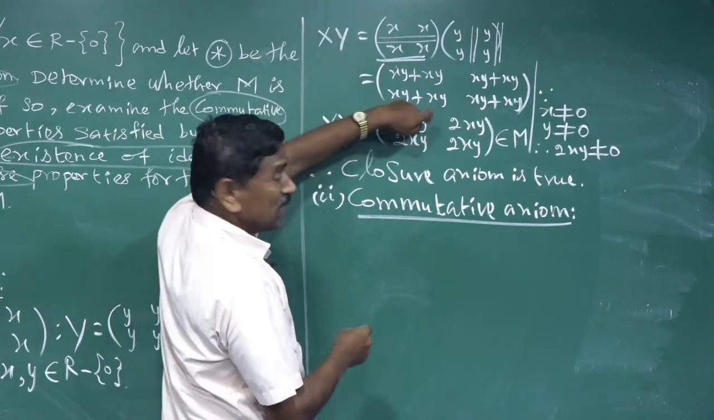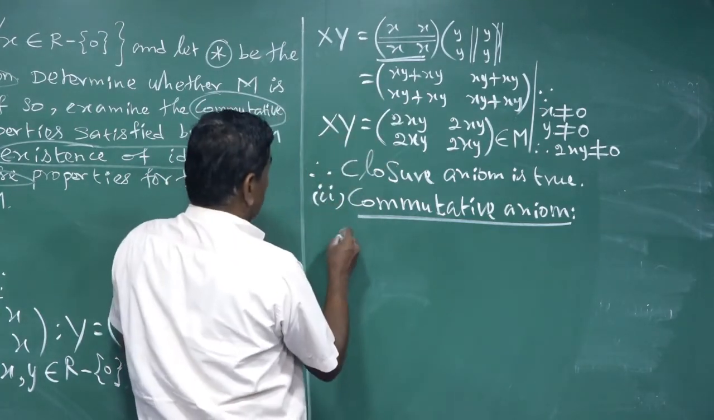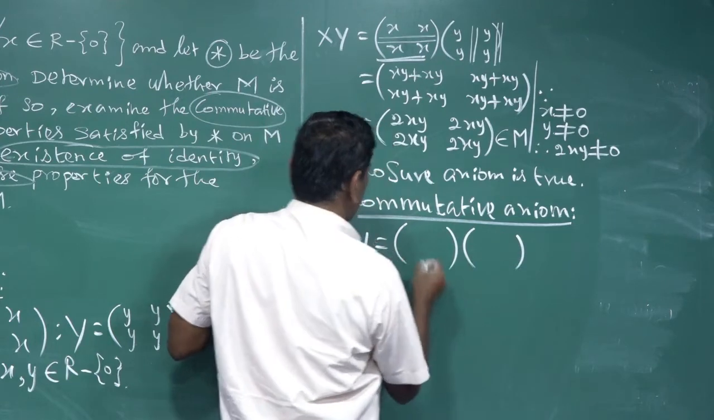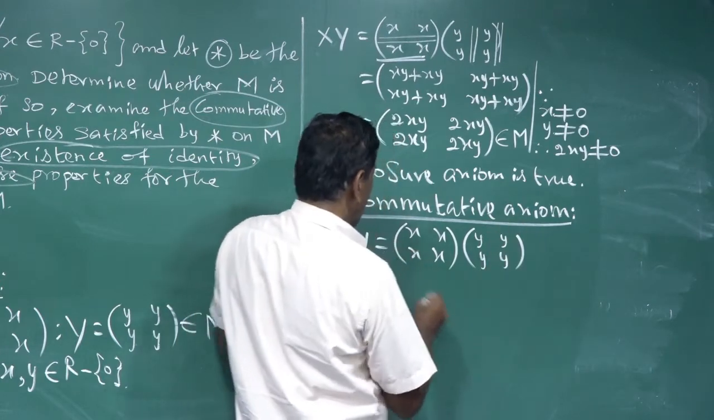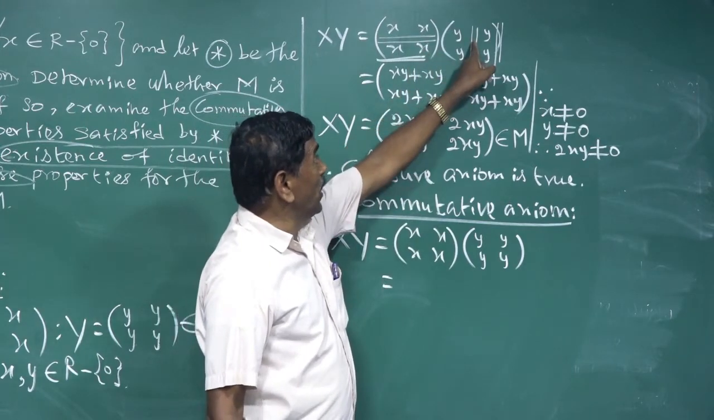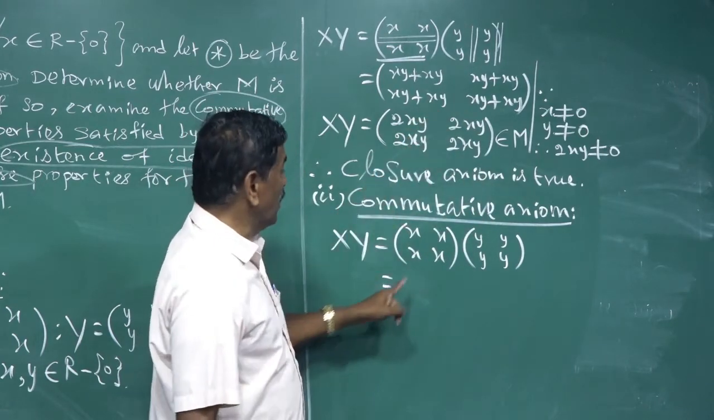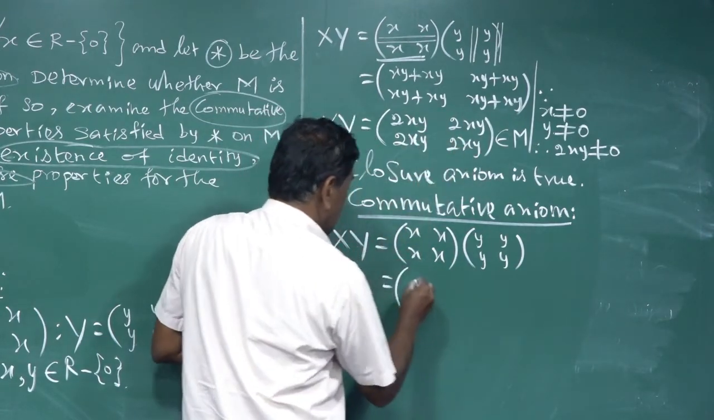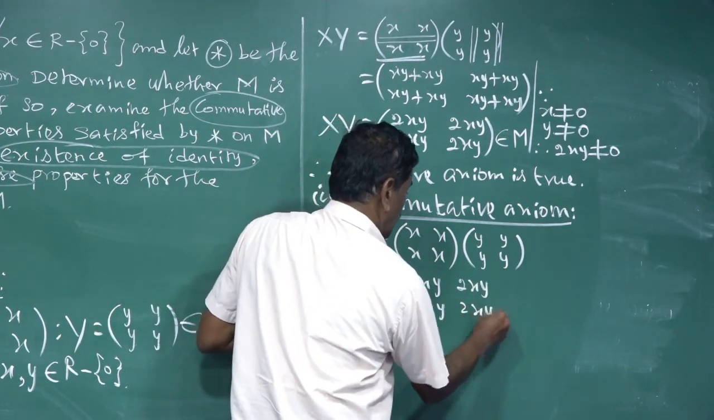Already the XY answer is available. Now I want to find Y into X. So first, find X into Y. First step, commutative. X into Y is equal to X into Y, that is, X is [x x; x x], Y is [y y; y y]. What is the product? From closure, [x x; x x][y y; y y] is equal to [2xy 2xy; 2xy 2xy]. One can write it directly because we already found the answer.